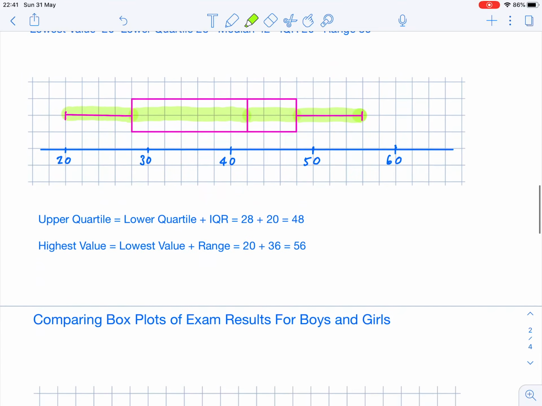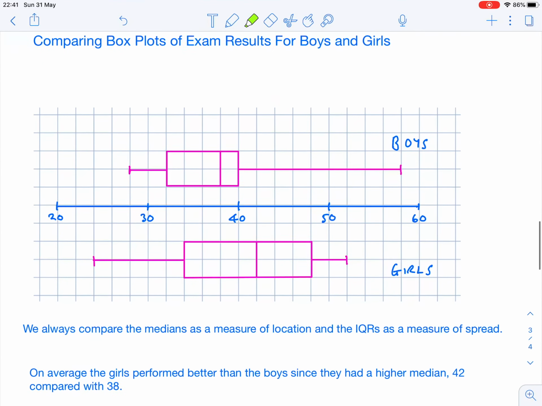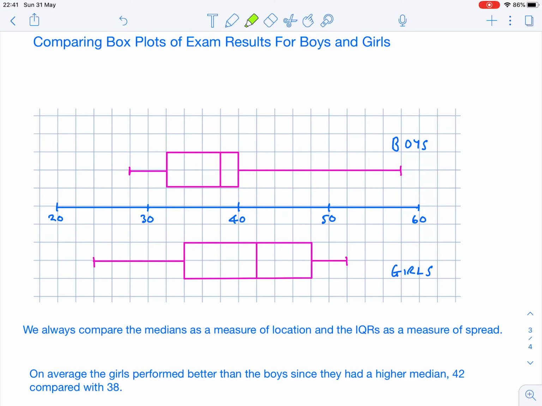So why do we need these diagrams? Well, you need these diagrams to compare data sets. So here's an example. We're going to compare some exam results for boys and girls. So we've got our 2 box whisker diagrams, and you'll notice I've said here we always compare the medians as a measure of location. That's an average. And we compare the interquartile ranges as a measure of spread.